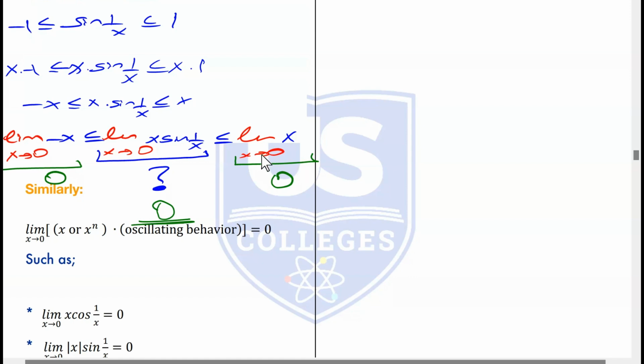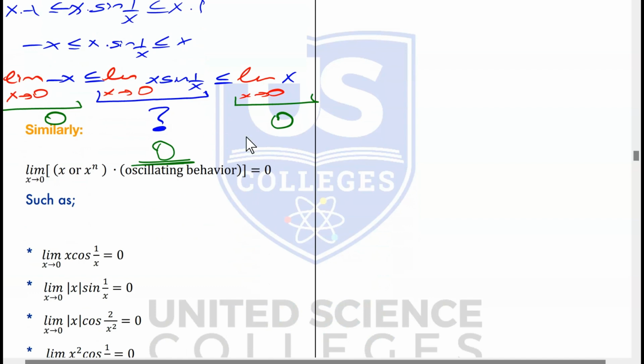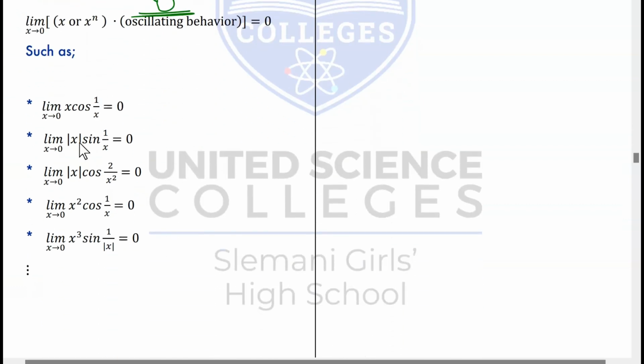And the good news is, whenever you have an x function multiplied by an oscillating behavior like cosine 1 over x or sine 1 over x, or sine or cosine of 1 over x squared, 1 over absolute value of x, whenever your angle is undefined, that's called oscillating, remember. So oscillating multiplied by an x function gives you 0. This goes for every type of this condition, like x times cosine 1 over x, it's 0. Absolute value of x, or having x squared, x cubed in front, so you have an x function multiplied by sine or cosine of 1 over something: 1 over x squared, x cubed, absolute value of x. For all of these examples, the result will be 0.